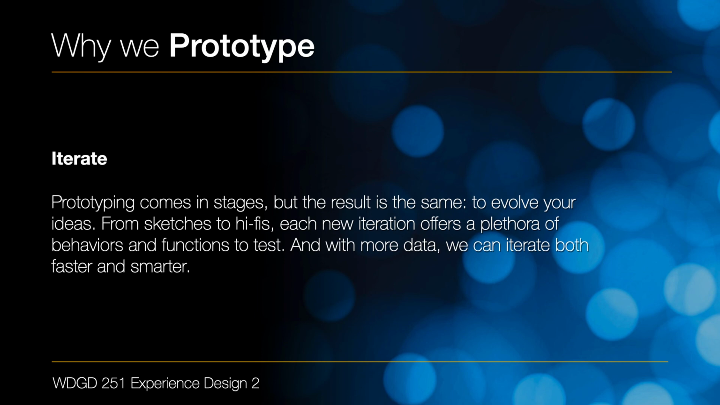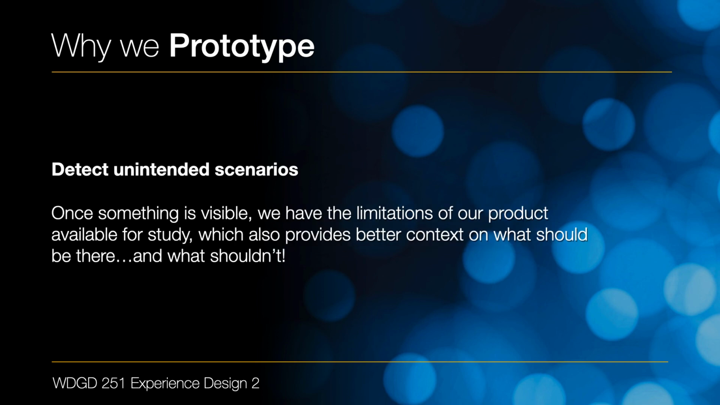Iterate. Prototyping comes in stages, but the result's the same. To evolve your ideas, from sketches to hi-fis, each new iteration offers a plethora of behaviors and functions to test. And with more data, we can iterate both faster and smarter. Detect unintended scenarios. Once something is visible, we have the limitations of our product available for study, which also provides a better context on what should be there and what shouldn't.